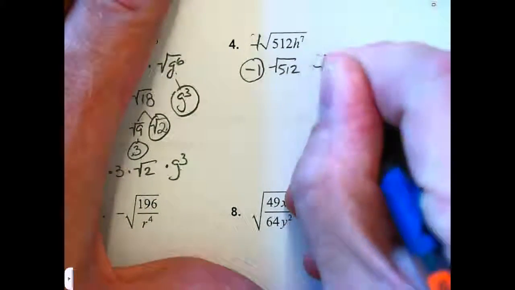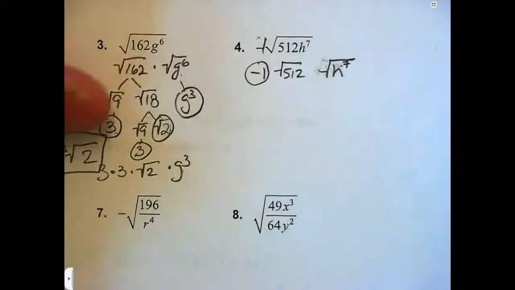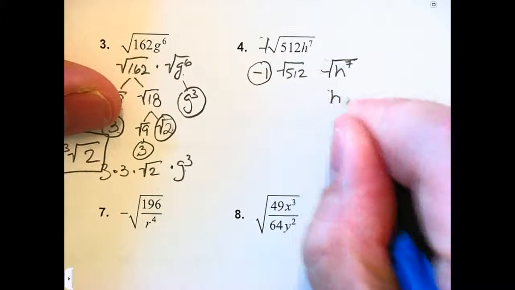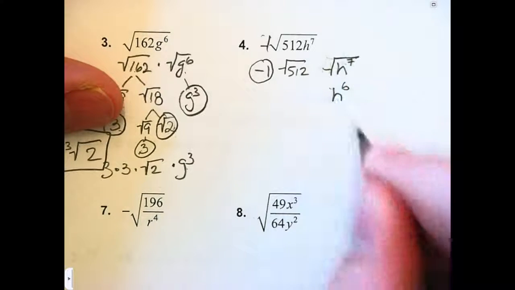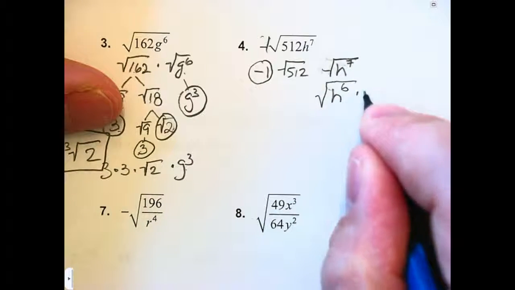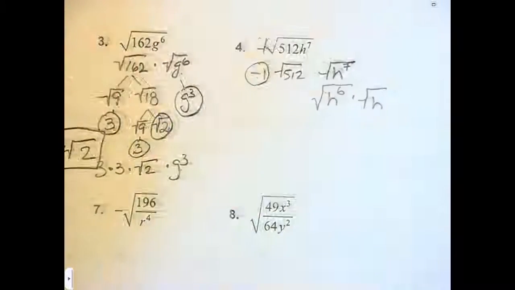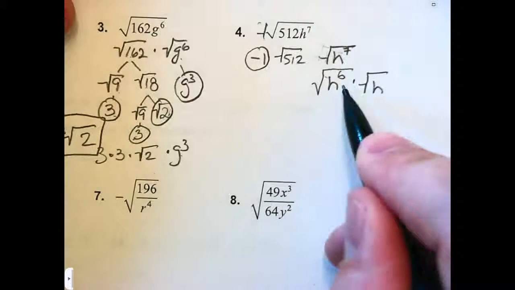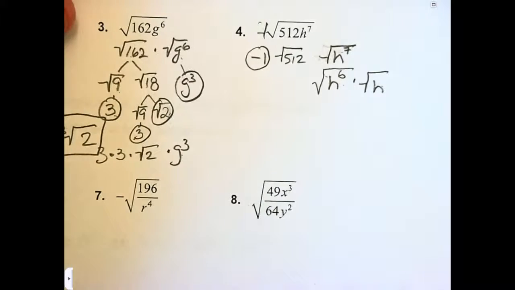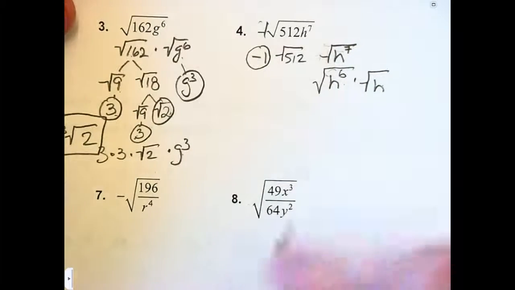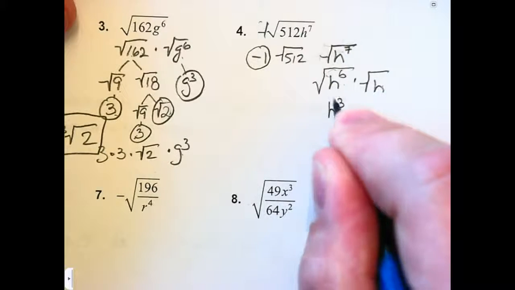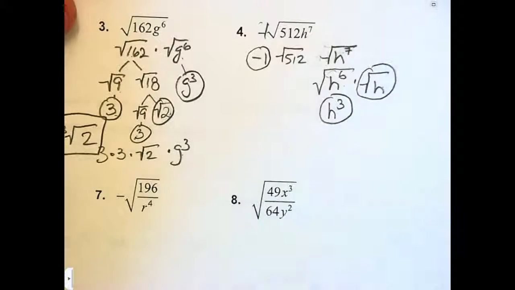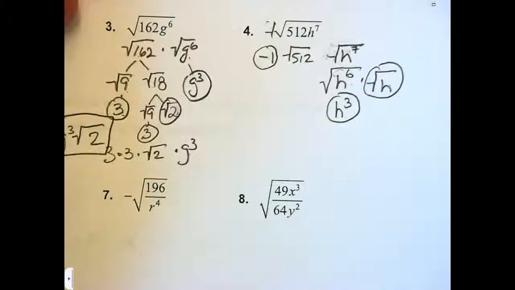Is that a perfect square? Nope. What's the closest number that is perfect to it? 6 or 8. You're not allowed to go over, though, so it has to be 6. We're going to call it h to the 6th times h. So if it's an odd power, you're always going to have one piece left behind. You're going to break it into an even and have one piece left behind. What's the square root of h to the 6th? H to the 3rd. You're now done with that part. Can you do anything with h to the 1st? No. So we're done with the h's.